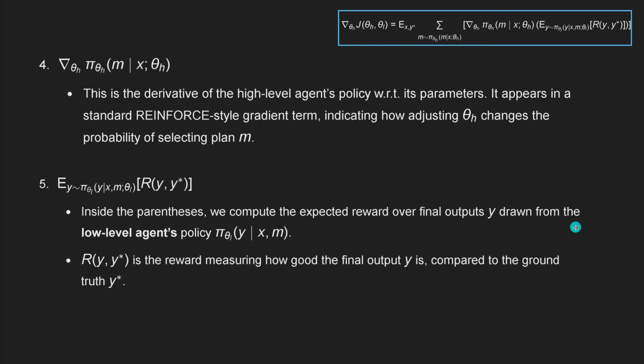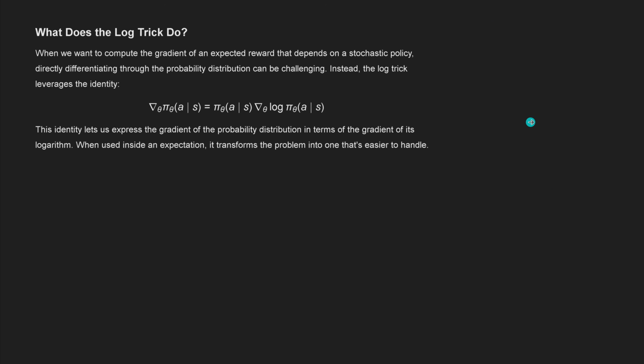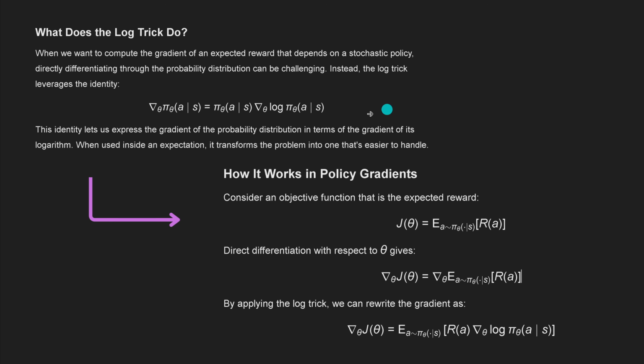So I hope this helped you here, or maybe you said, hey, that's so easy, I never thought it would be that easy. Well, of course, yes, if you have then to calculate this, there is a log trick here. If you want to compute a gradient of an expected reward that depends here on a stochastic policy, directly differentiating through the probability distribution can be challenging. And instead, there is what they call a log trick. And if you apply this, you find this is a much easier to calculate structure.